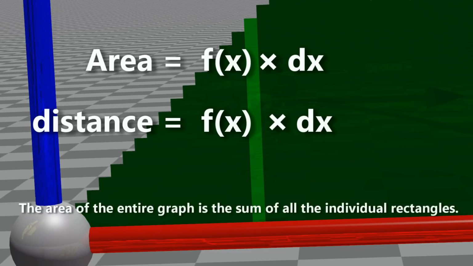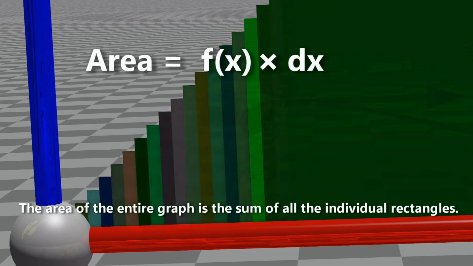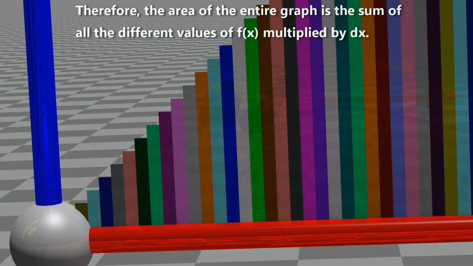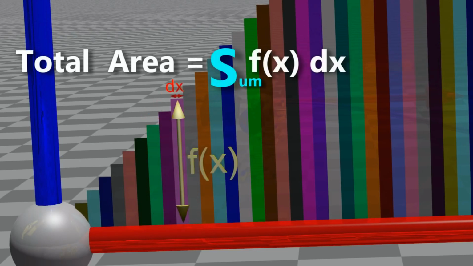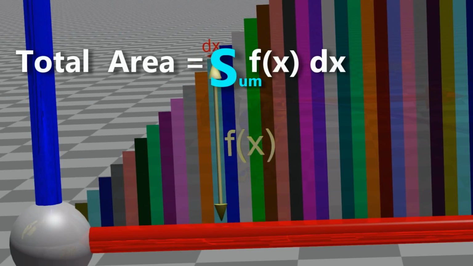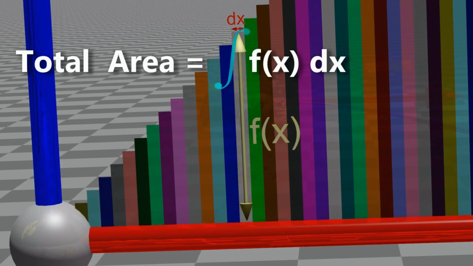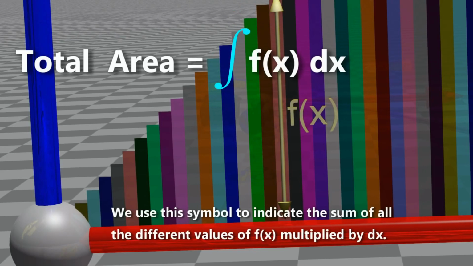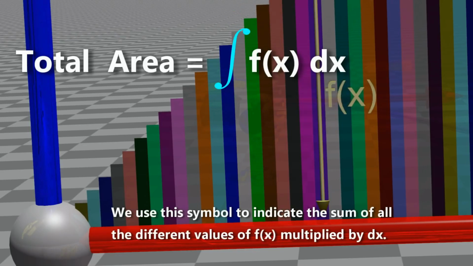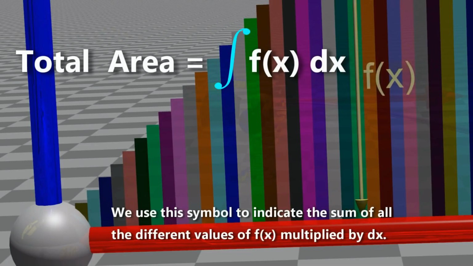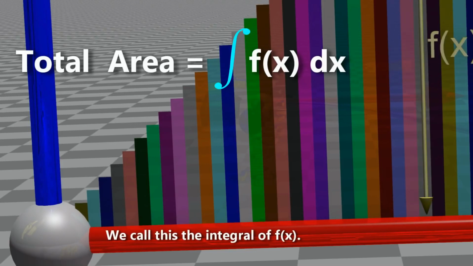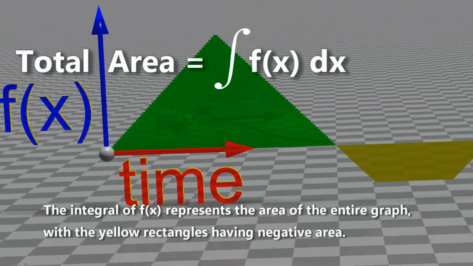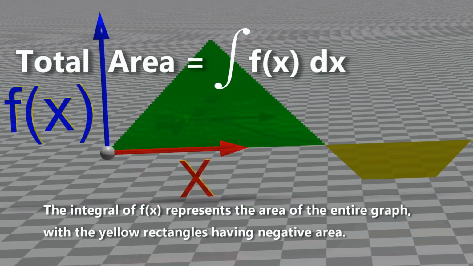The area of the entire graph is the sum of all the individual rectangles. Therefore, the area of the entire graph is the sum of all the different values of f of x multiplied by dx. We use this symbol to indicate the sum of all the different values of f of x multiplied by dx. We call this the integral of f of x. The integral of f of x represents the area of the entire graph, with the yellow rectangles having negative area.